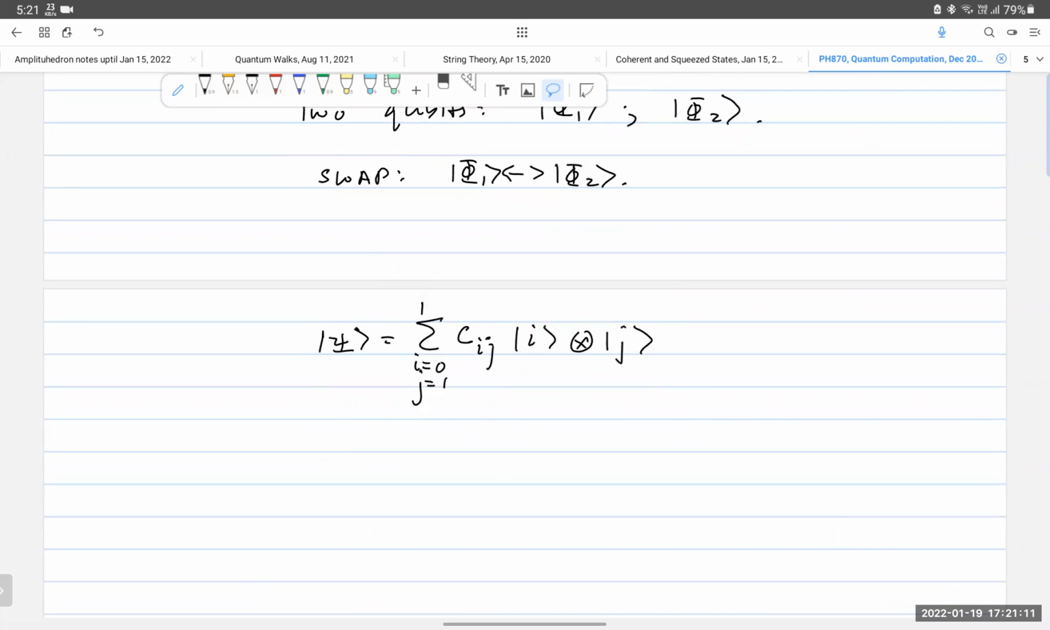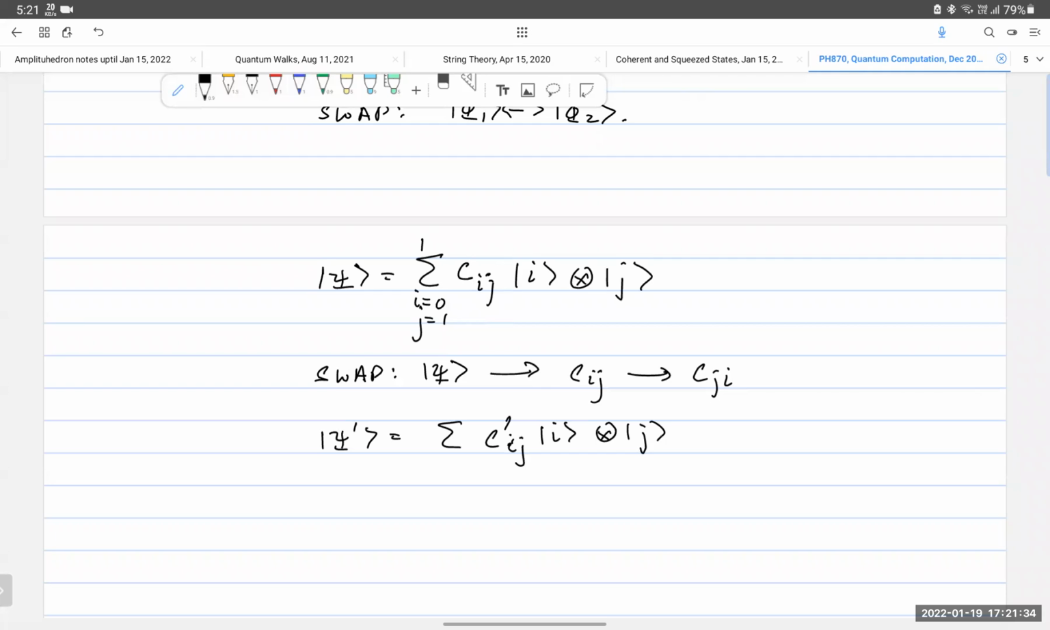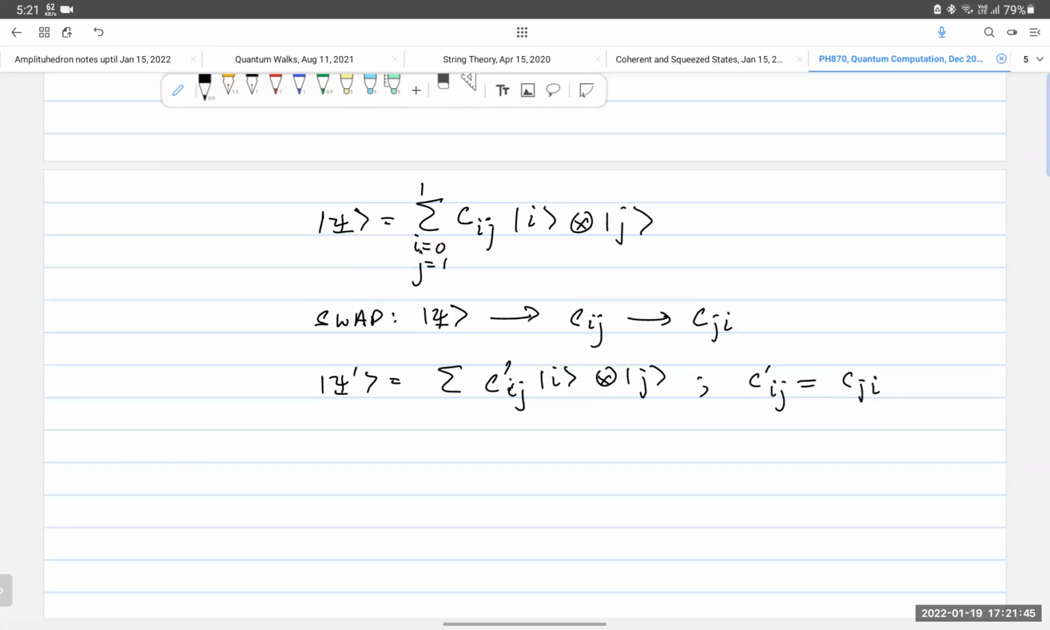All right, so what the swap circuit will do, when it acts on psi, is it will basically take these coefficients and exchange them. So you will get a new state psi prime, which you can write as C prime_ij |i> tensor |j>, where C prime_ij is equal to C_ji. So for instance, if your input state is 0 tensor 1, then your output state is just going to be 1 tensor 0.